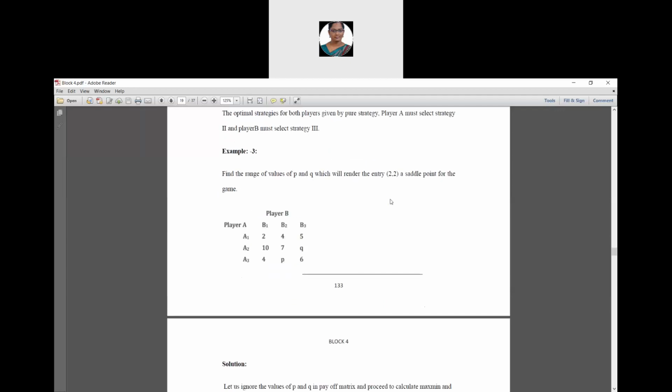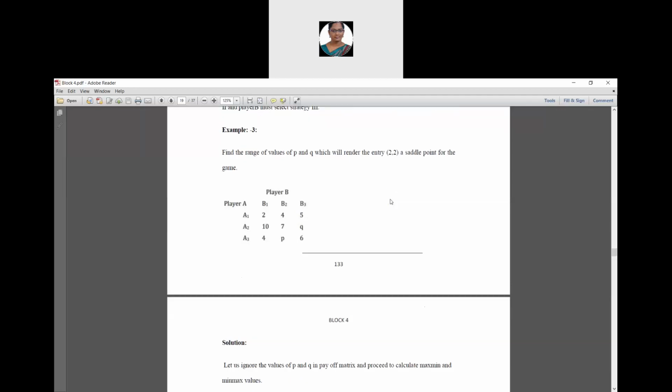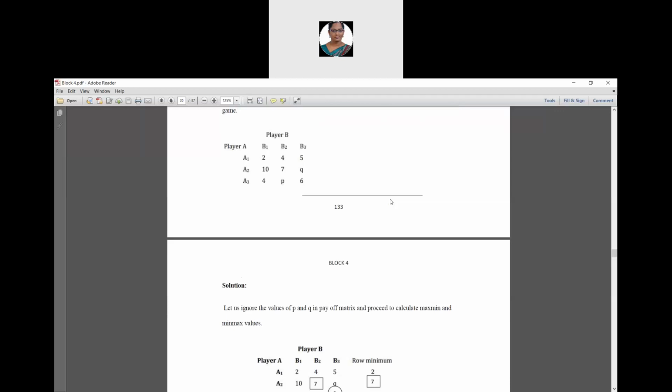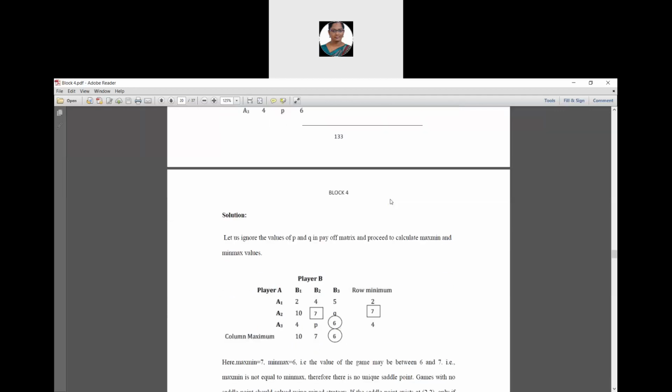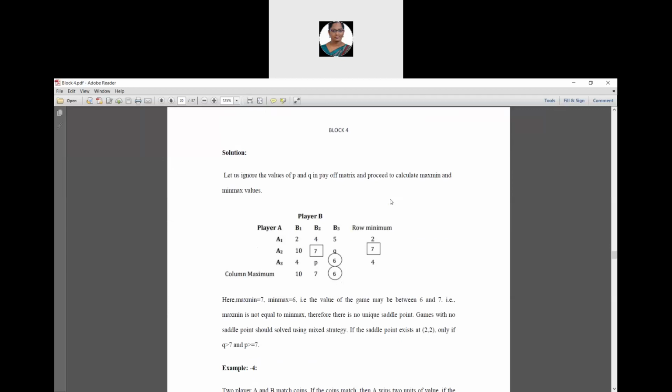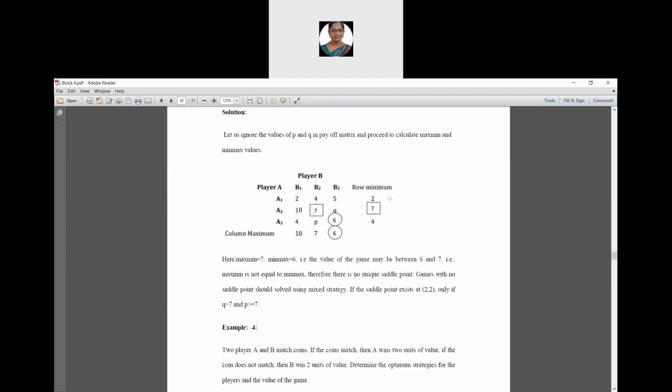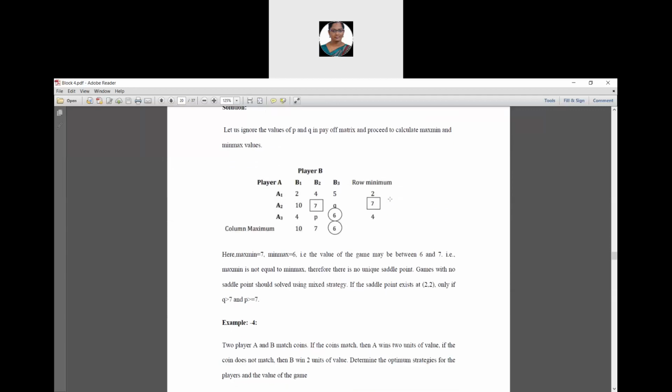Then the next example: find the range of values of P and Q which will render the entry 2, 2 a saddle point for the game. So they have given a payoff matrix. First, we are going to check whether this game has a saddle point or not. For that, first we find row minimum values and column maximum values.